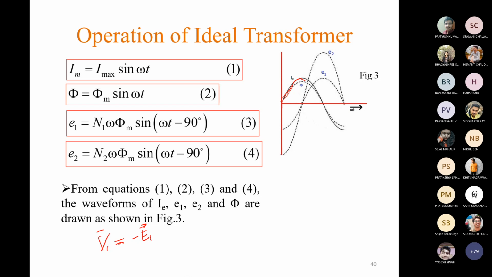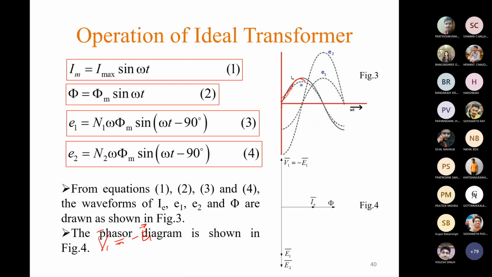Okay, so that is why V1 is taken equal but opposite in direction to E1, as per Lenz's law. Now we can draw the phasor diagram using these notations. Phi is taken as the reference phasor, which is drawn along the positive x direction. IE, that is the exciting current, is drawn along the same line because phi and IE are both in the same phase.